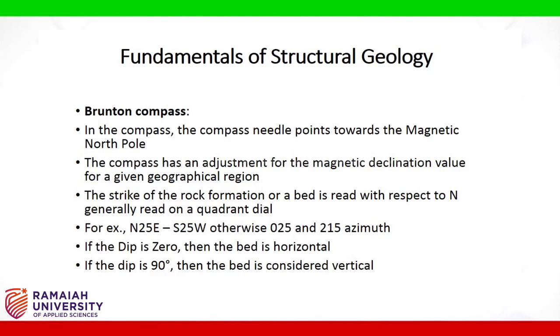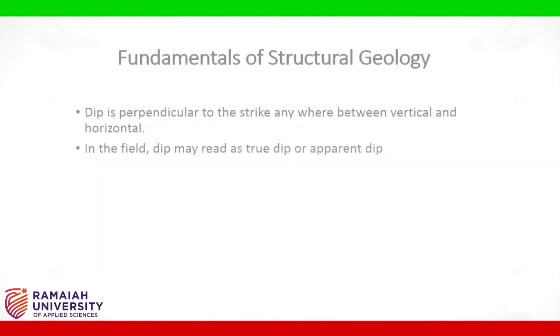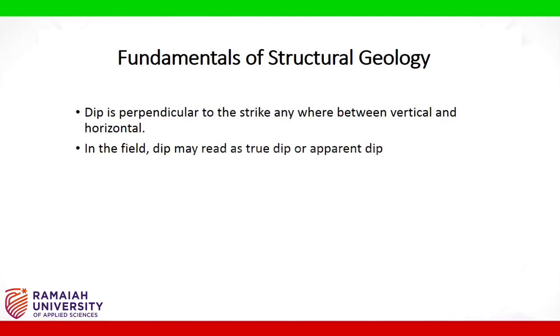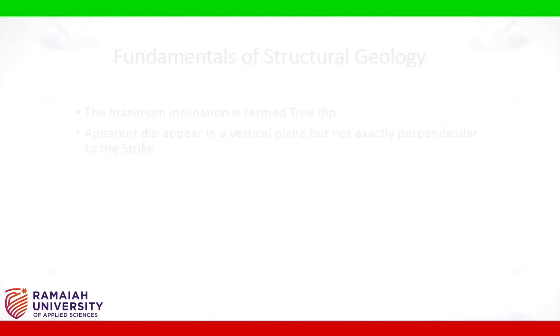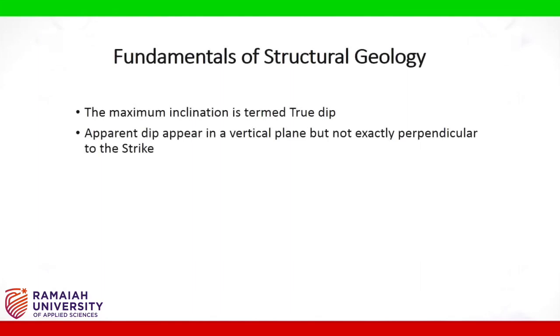If the dip is 0, then the bed is horizontal. If the dip is 90 degrees, then the bed is considered vertical. Dip is perpendicular to the strike anywhere between vertical and horizontal. In the field, dip may be read as true dip or apparent dip. The maximum inclination is termed true dip. Apparent dip appears in a vertical plane but not exactly perpendicular to the strike.